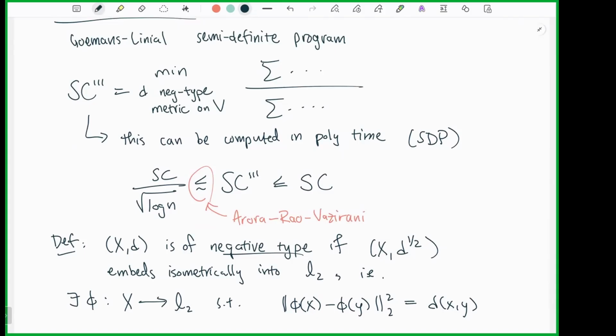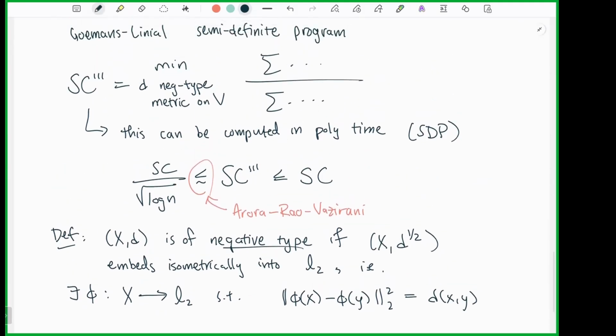Yes. Is there some motivation for this terminology, negative type? Yeah. I don't remember the exact details, but I think if you look at the matrix you get, where each entry is d(x,y), there's some statement about this matrix being negative definite. Not the entire matrix, but I think on some subspace. Any other questions? Okay.